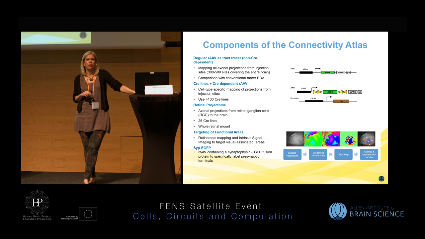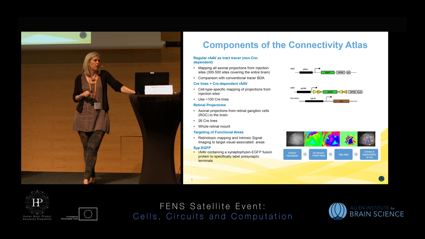So we looked in wild-type mouse. Our wild-type mouse is the C57 black mouse. We used just a regular AAV virus, so every cell that was infected with the virus started expressing the green fluorescent protein. And this basically looked at all the different cell populations and where they projected to.